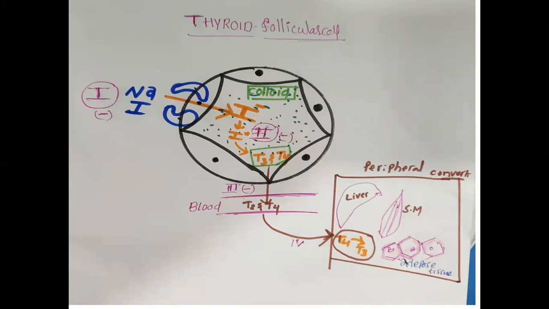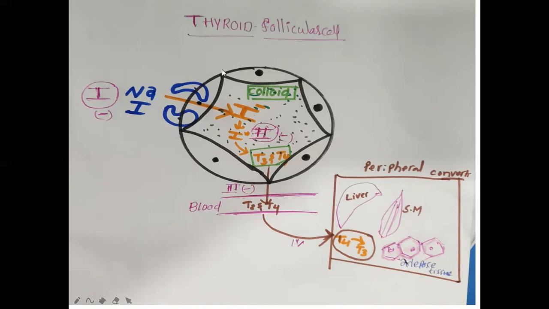For the synthesis of T3 and T4, iodine is the sole molecule which we have to supply to the thyroid gland through the diet, through salt. How does this iodine enter into the body? Through this pump. Here in the picture, in blue color, we have the sodium iodide symporter.